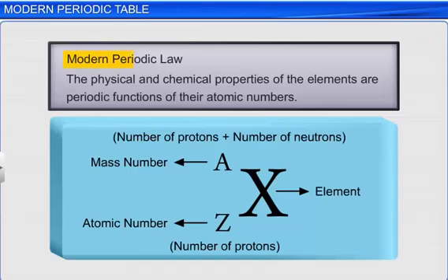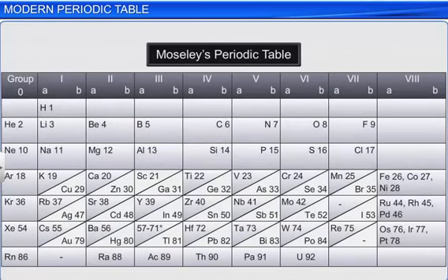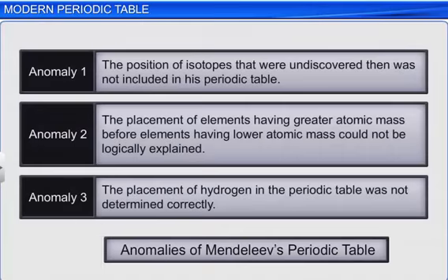According to modern periodic law, the physical and chemical properties of the elements are periodic functions of their atomic numbers. This means that if the elements were arranged in order of their increasing atomic numbers, elements with similar properties would repeat after certain regular intervals. Thus, many anomalies of Mendeleev's table were removed.